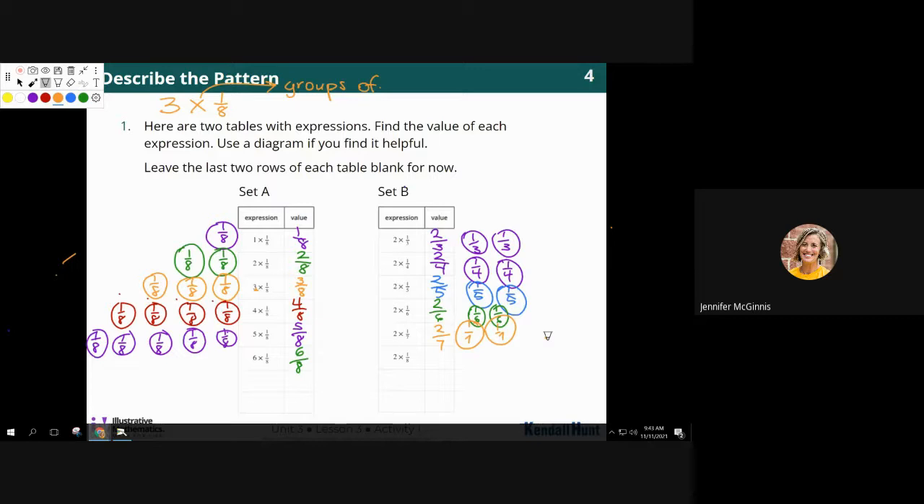All right. And the last one. The last one. Jillian. It's the same thing that's on your paper. 2 groups, 1/8 in each group.